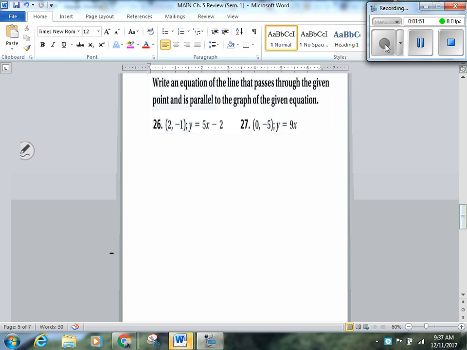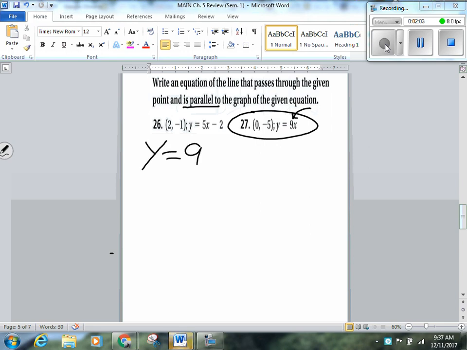Let's take a look at the next question, 27. Again, parallel means I only need the number next to the x. I rewrite the equation. Y equals 9x plus b. This is my x. That is my y. I'm going to substitute the numbers into the equation. For the y, I'm going to put -5. 9, the x equals 0. 0 goes in for the x plus b.